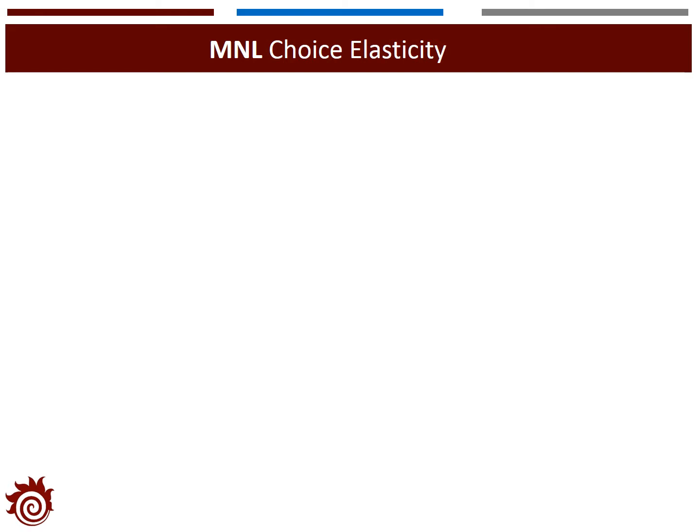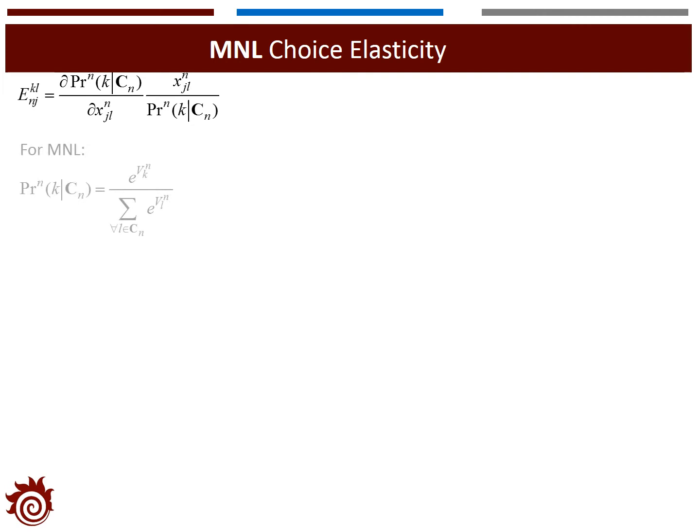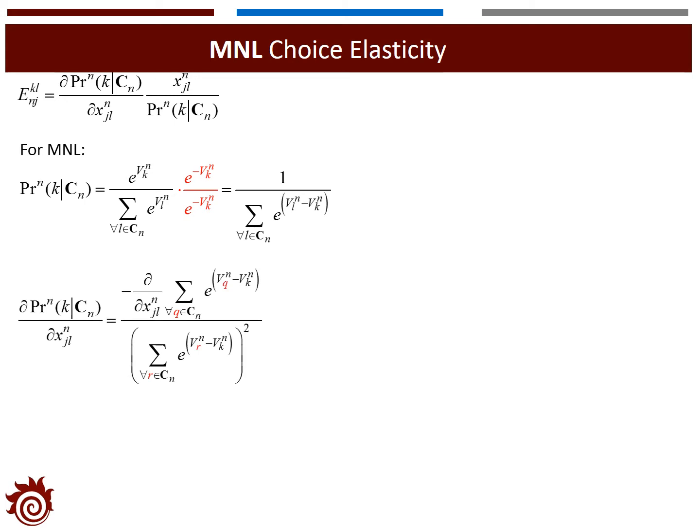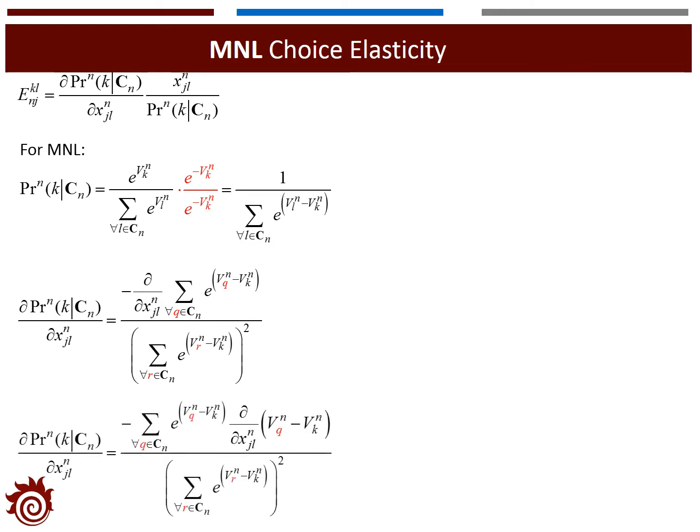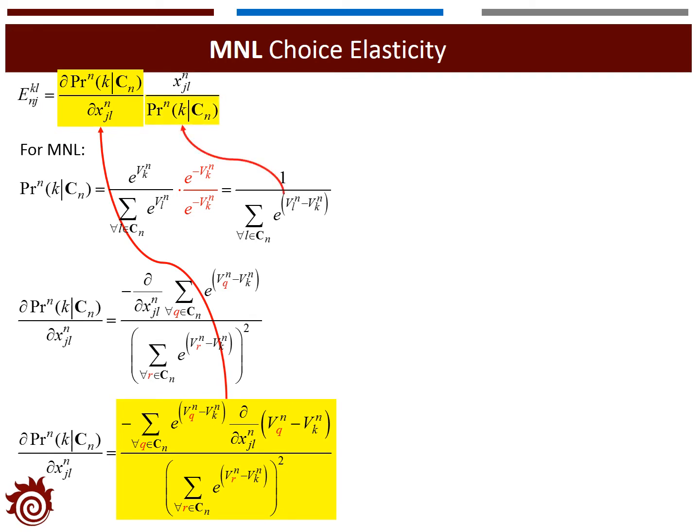Now let's see how we can apply the choice elasticity for the MNL model. And this is the expression of the choice elasticity. With the MNL model, we know the expression of the probability of choosing the mode k. And we can make a slight modification to the formula. Then we can further derive the first order partial differentiation of the probability with respect to the attribute x_jl. And we will get a very complicated formula here. This formula can be applied back to the definition of the choice elasticity, and we also have the modified probability.